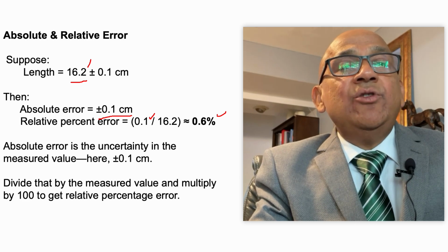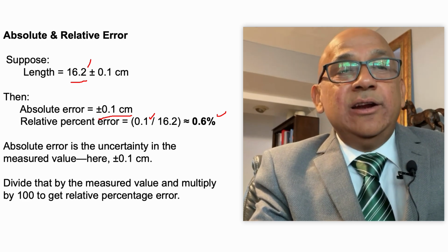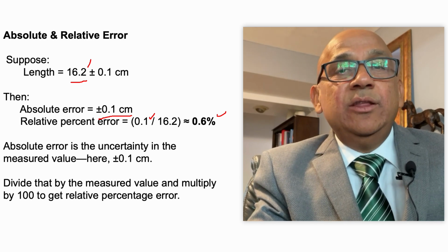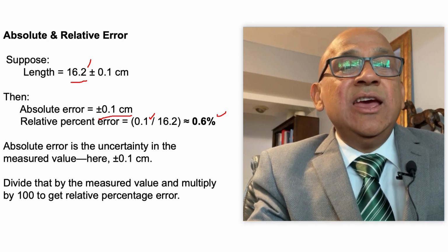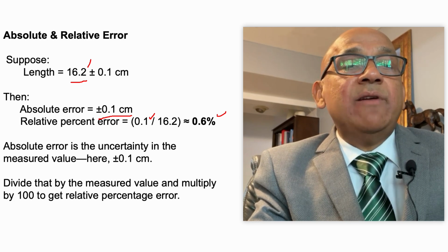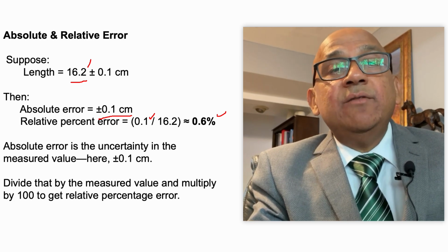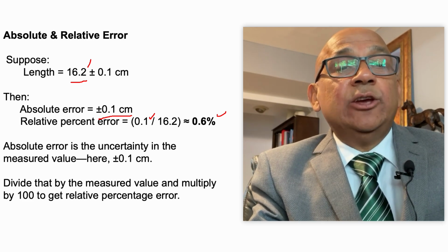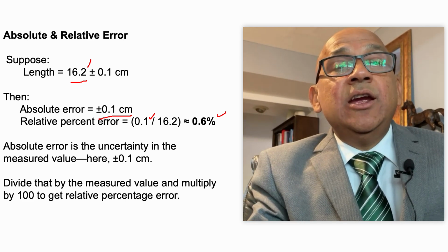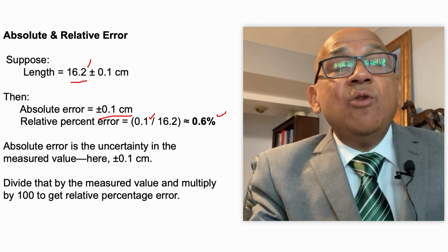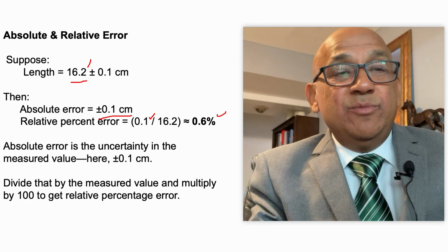So the absolute error is the uncertainty in the measured value, which in this case is 0.1 centimeter, and then if you divide it by the value itself and multiply by 100, you get the relative percentage error. So whenever you do any experiment, any measurement, it is always a good idea to find out how much the uncertainty in your measurements is.